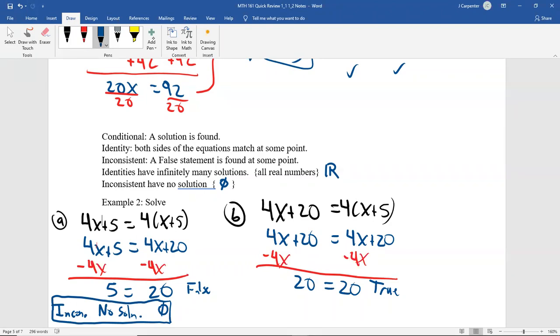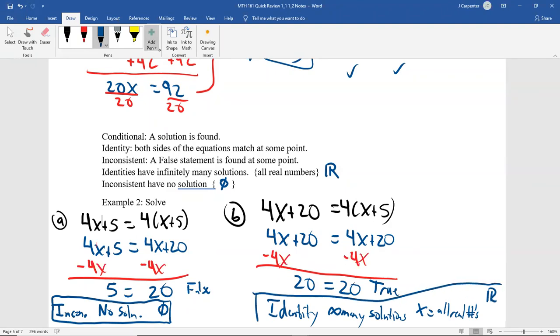So since this is true, the opposite of false, false means no solution, true means everything's a solution. So this is an identity, and it means there are infinitely many solutions. It means that x is equal to all real numbers. And again, there's like 10 different ways to say this. You can use the double back R.